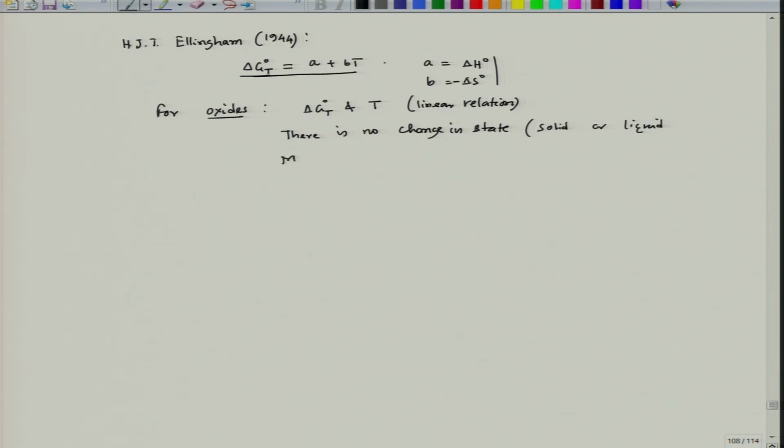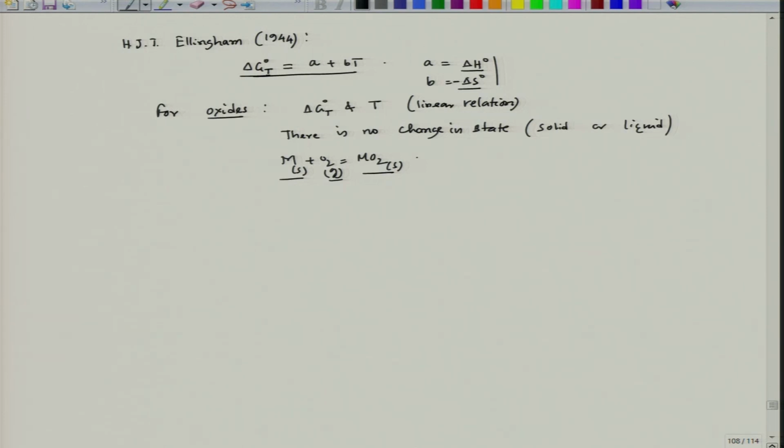For example, if I consider M plus O2 equal to MO2, the metal is solid, the oxide is solid, and oxygen is gas. So, this will remain solid, this will remain solid, and this will remain gas. There will be no state change, so over a temperature range this linear relation can be true. Now, this is the standard entropy change and this is the standard enthalpy change.